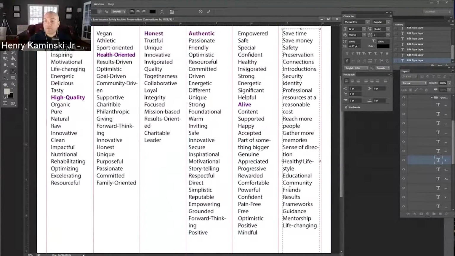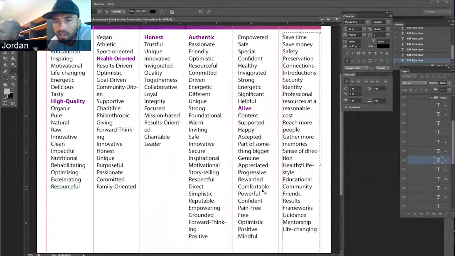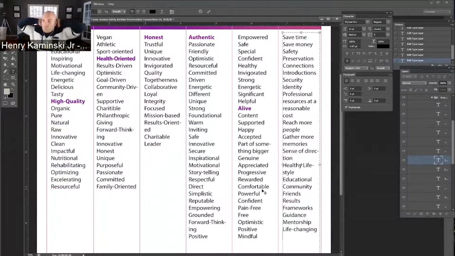It's a great list, my friends. We've got about a minute left if you want to continue. I want to look through this one. So save time, save money, safety, preservation. What's the biggest thing out of that, you think, Daniel, that we're giving them? Connections, introduction. What would people want to know?